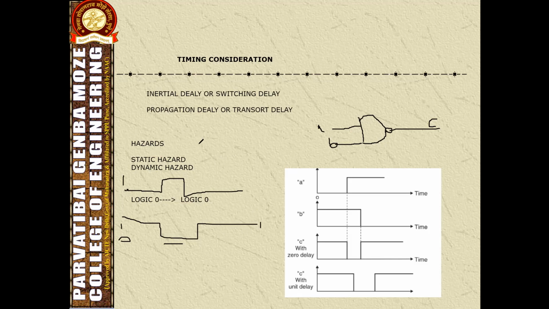So let's see another type, which is a dynamic hazard. So what will happen in this type? The dynamic hazard occurs when there is a transition from logic 0 to logic high, or a transition from logic 1 to logic 0. For example, this is state 0 and 1, and this is 0. This kind of transition will take place. So we can write like this also.